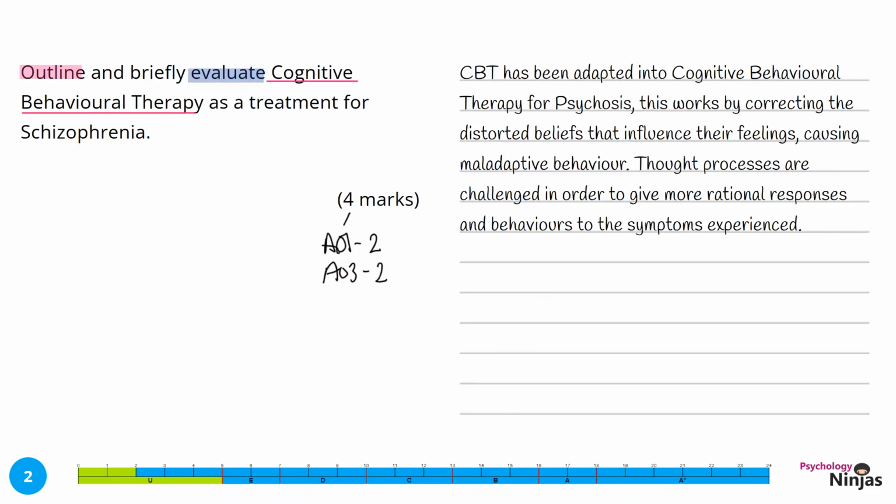CBT has been adapted into cognitive behavioural therapy for psychosis. This works by correcting the distorted beliefs that influence their feelings, causing maladaptive behaviour. Thought processes are challenged in order to give more rational responses and behaviours to the symptoms experienced. This response identifies CBTP, although you wouldn't have to do this in order to access marks. We've identified that the purpose of this is to correct our thought processes and to create more rational responses, so therefore our behaviours are more rational. With our detailed, thorough explanation or outline, we can then move on to our evaluation.